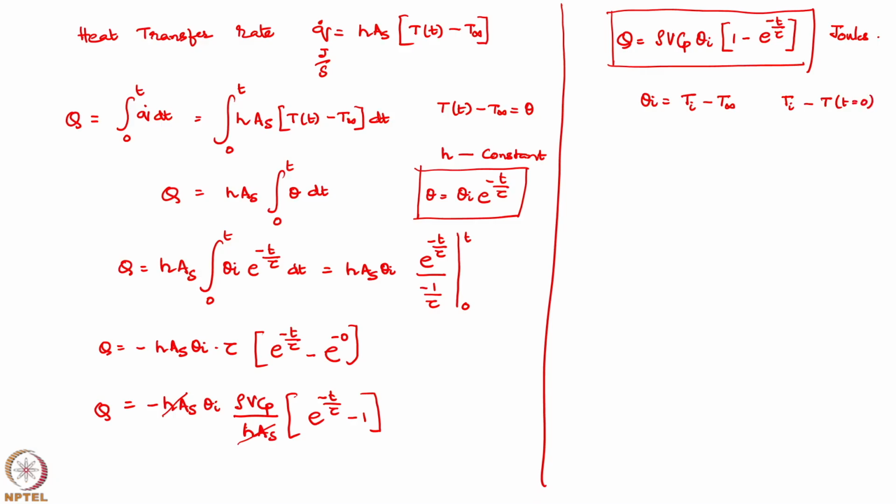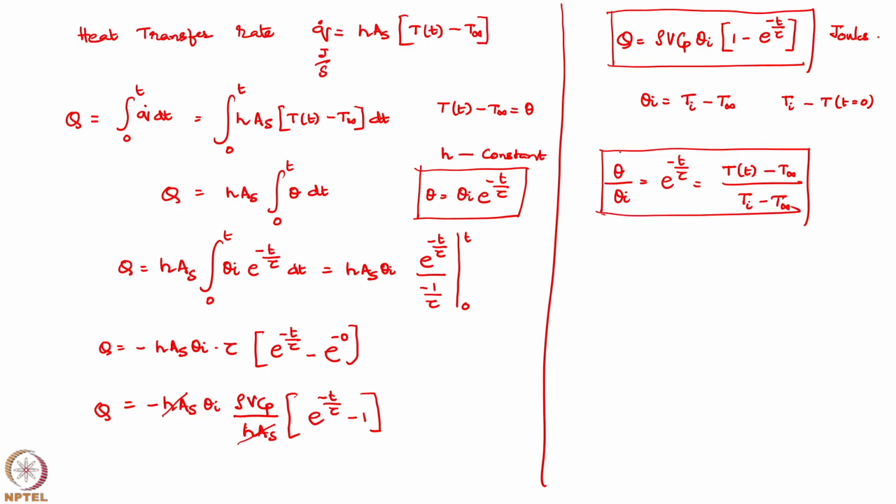So, the summary of this lumped body analysis is we got the temperature distribution, that is theta by theta I equal to e to the power of minus t by tau. Theta is T of t minus T infinity divided by T of I minus T infinity. So, this is the temperature distribution we got, and at the same time we got how much is the heat transferred between the time 0 to t. So, both the temperature distribution and the heat transfer we have gotten.